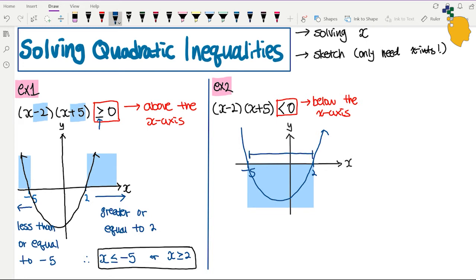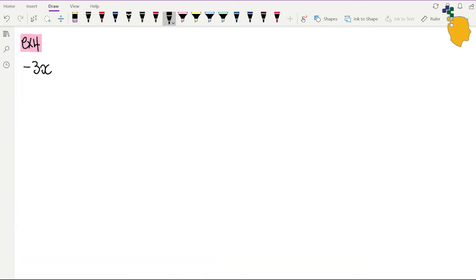And let's shade the region where y is negative, so below the x-axis, it will be here. If you look at your x value, it's in between negative 5 and 2. So you can write your answer, negative 5 less than x less than 2. So x in between negative 5 and 2 will be your answer. Let's move on to our next example.